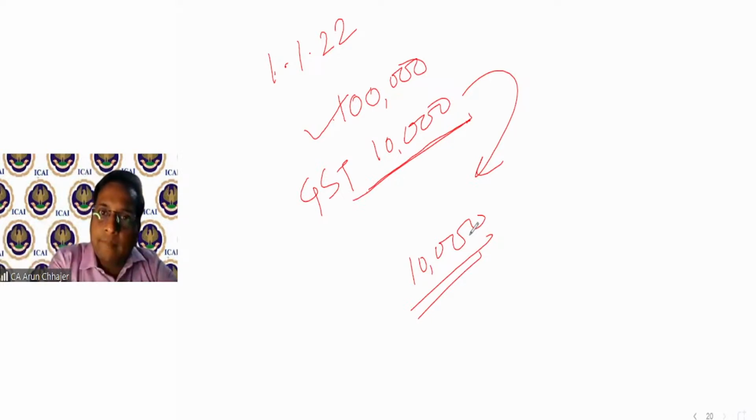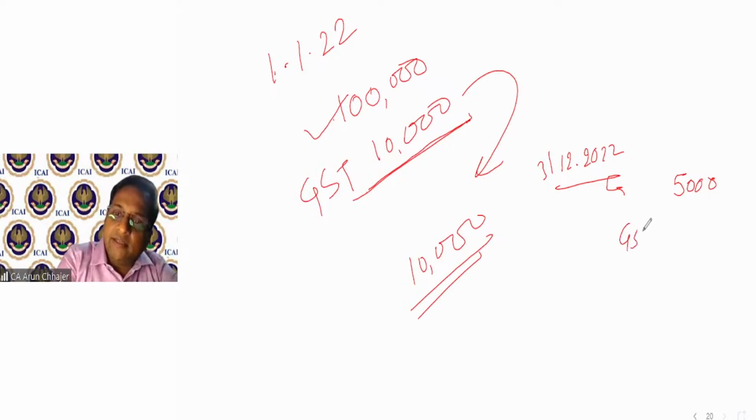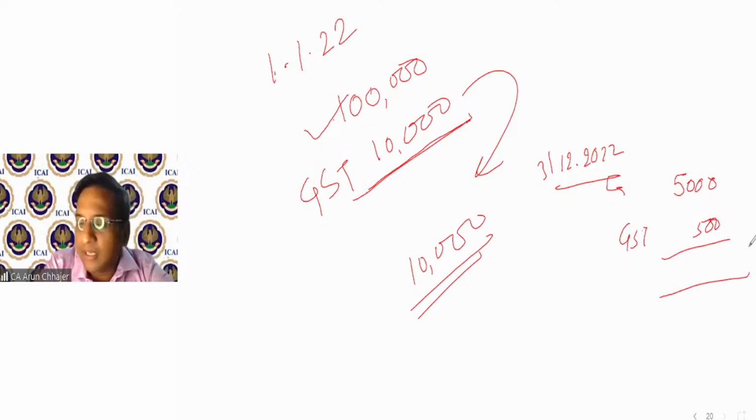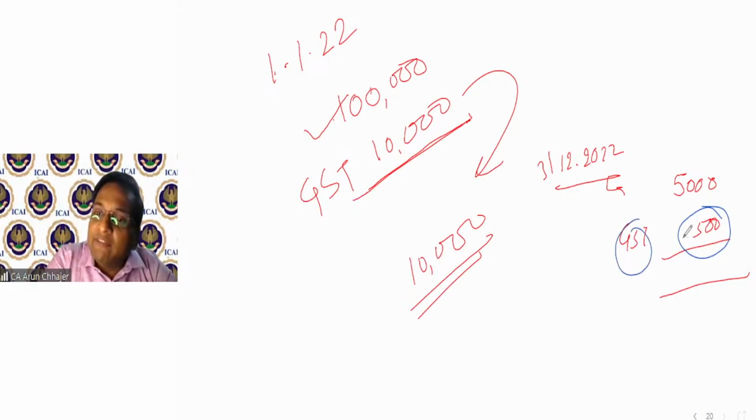Now this capital asset, on which I have claimed the ITC, I have sold after 1 year. Let's say I have sold on 31st December 2022 for rupees, let's say, 5,000. The GST comes to 500 rupees. Then the question will come: is it okay that I will pay 500 rupees because it is my transaction value? I have sold to the scrap dealer.